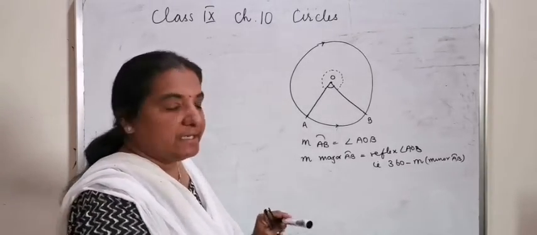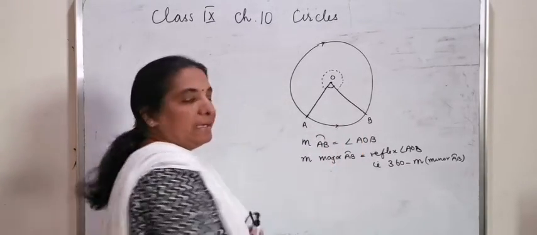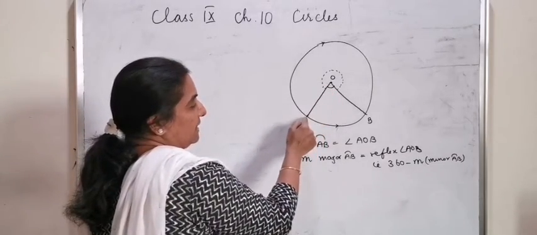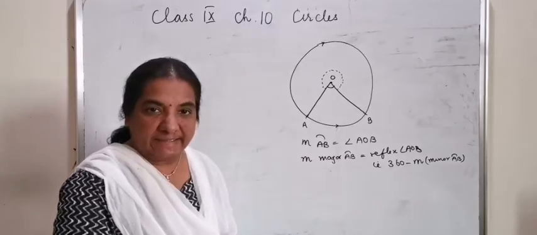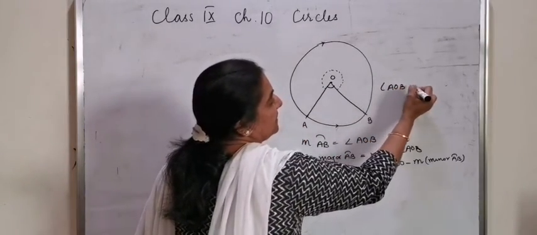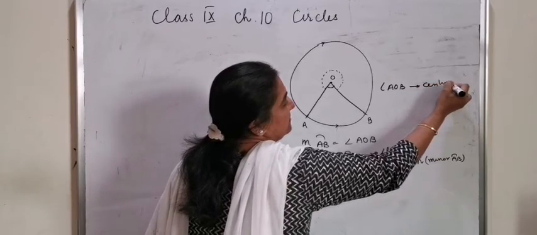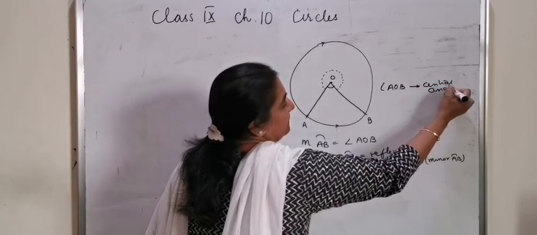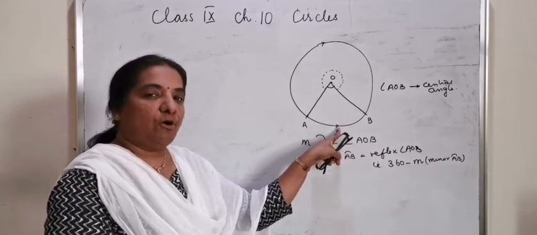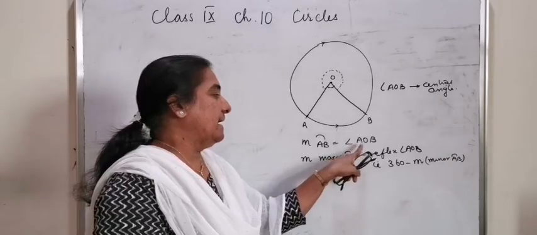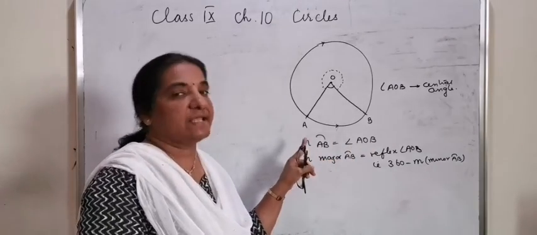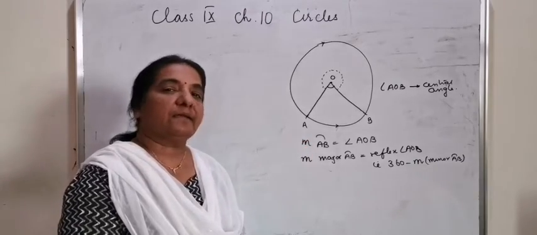In the figure, arc AB is a minor arc, and if you join the endpoints A and B with the center, you will get angle AOB, which is known as the central angle. The measure of arc AB will always be the central angle AOB. Once you say measure of arc AB, it means the minor arc AB.